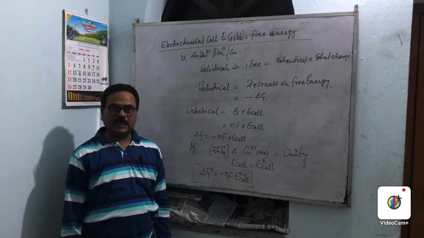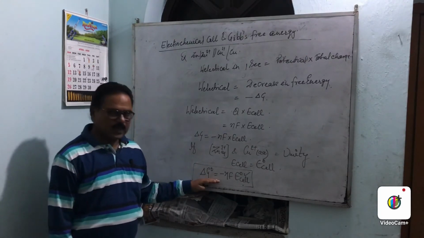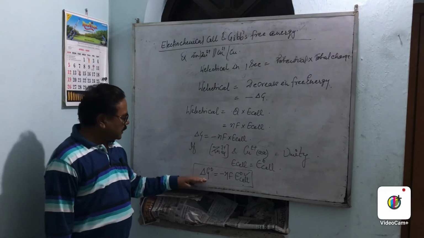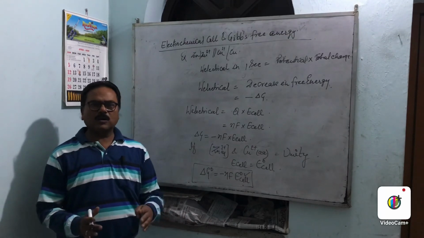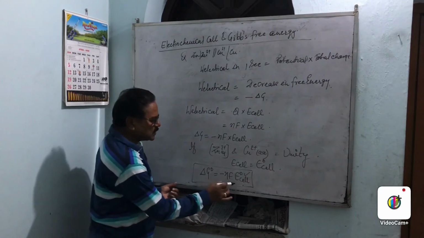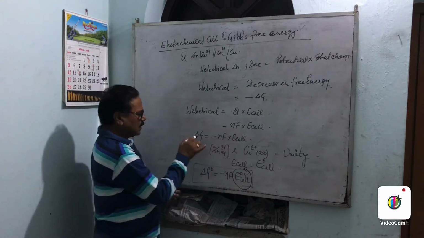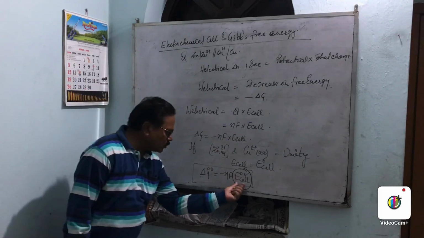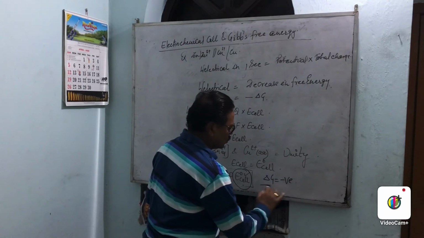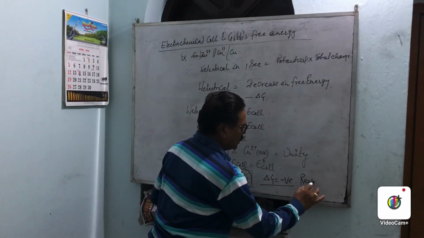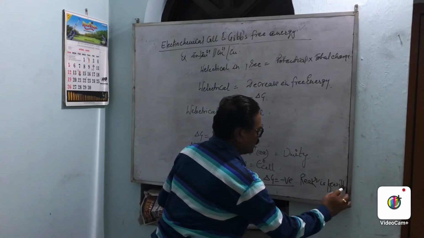I had discussed that the Gibbs free energy change gives the criteria for the feasibility of a reaction, whether the reaction is feasible or not feasible. For a reaction to be feasible, E naught cell or E cell must be positive. When it comes to be positive, then delta G comes to be negative. When delta G is negative, the reaction is feasible or the cell is feasible.